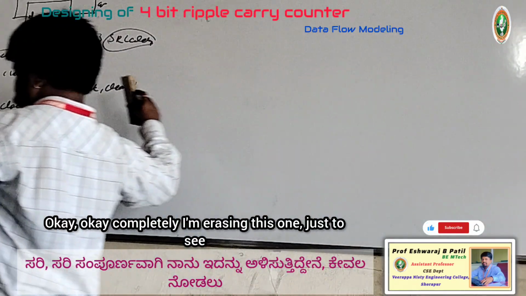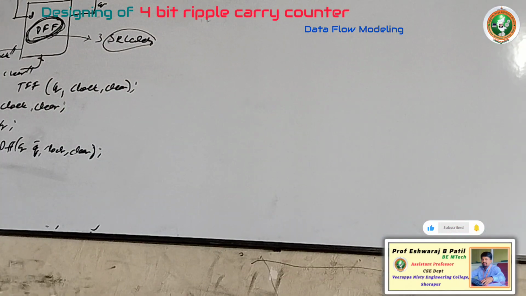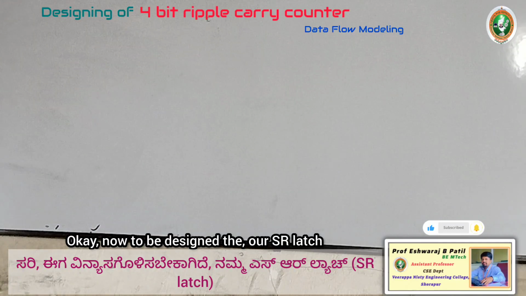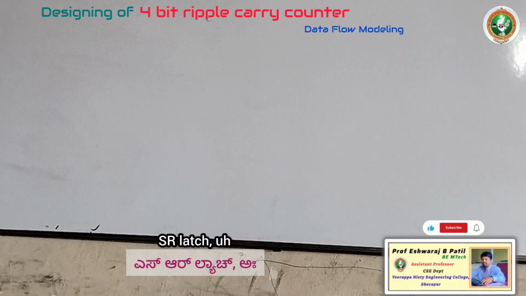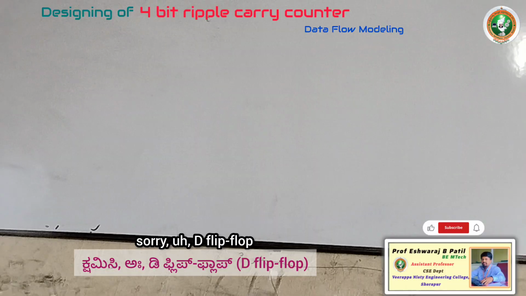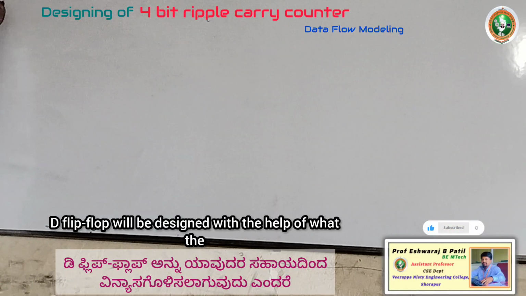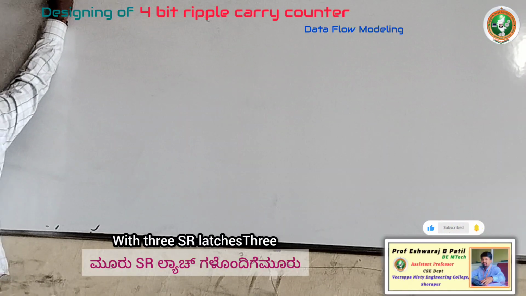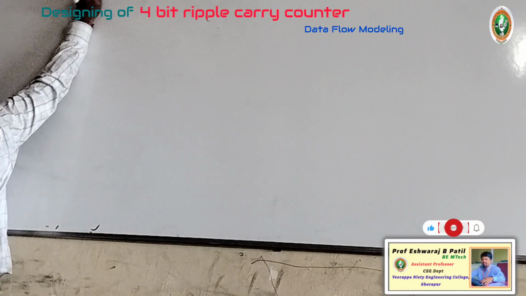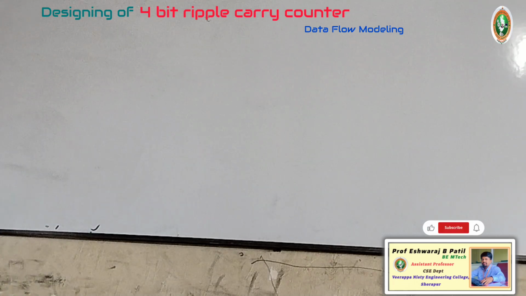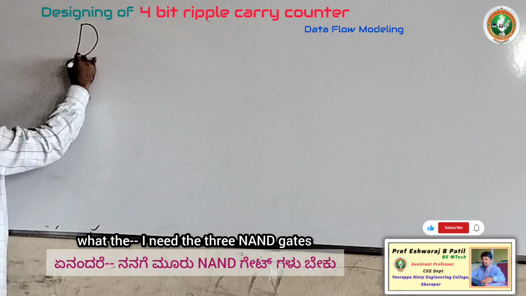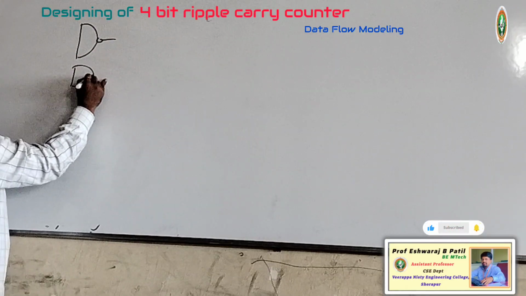Now the D flip flop will be designed with the help of three SR latches. How to design this one: I need three NAND gates, two NAND gates here.